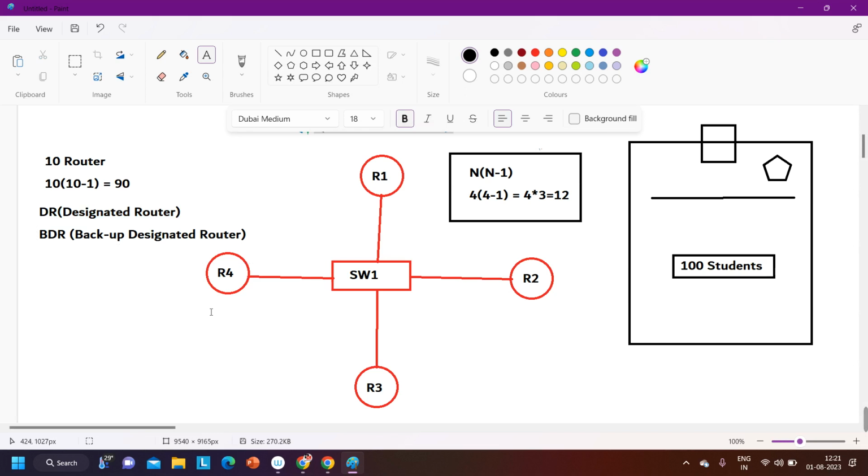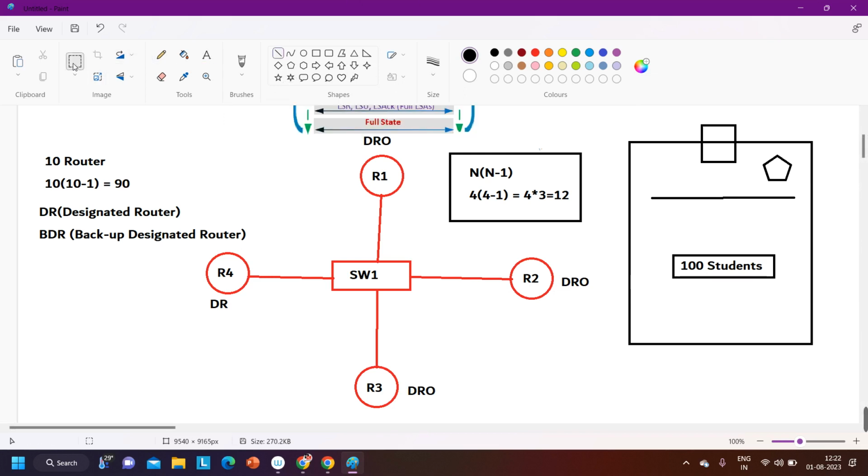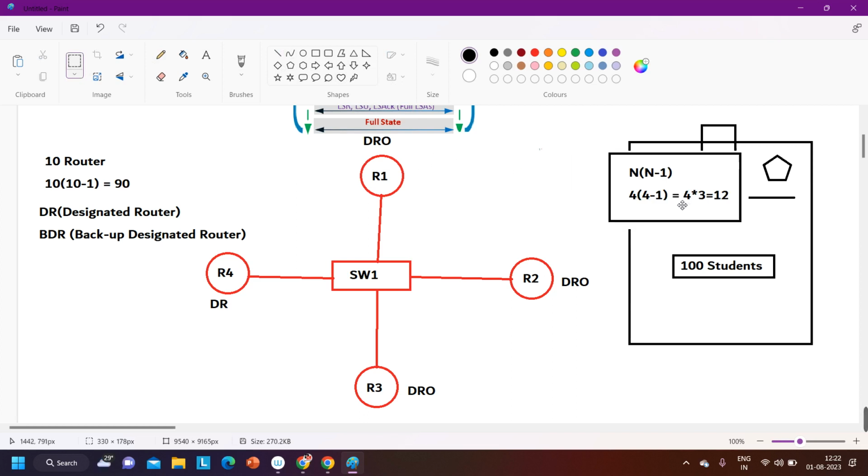Let's say in this topology router 4 is my DR router. Router 1 is DR other. All other routers will become DR other. And the concept is, a DR other router will form full adjacency only with the DR router.